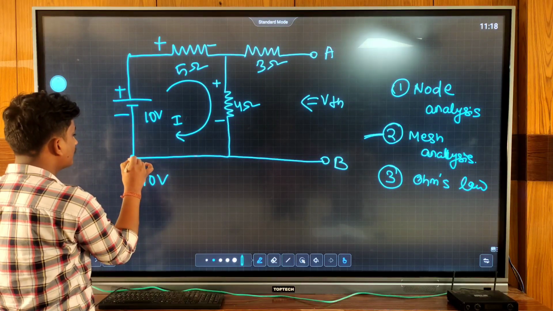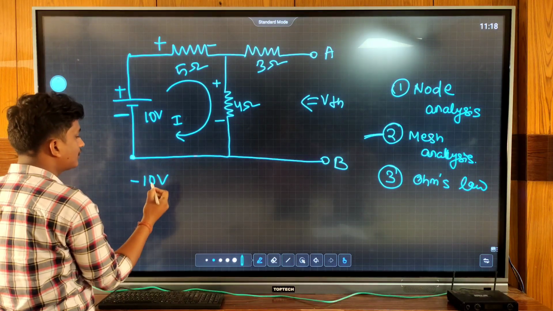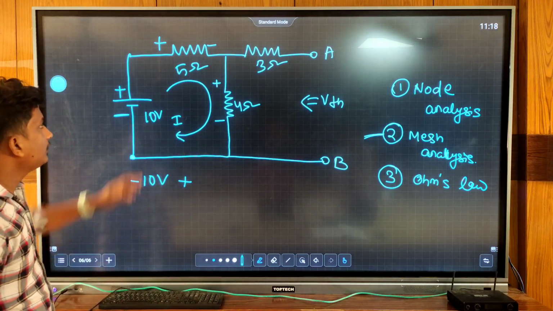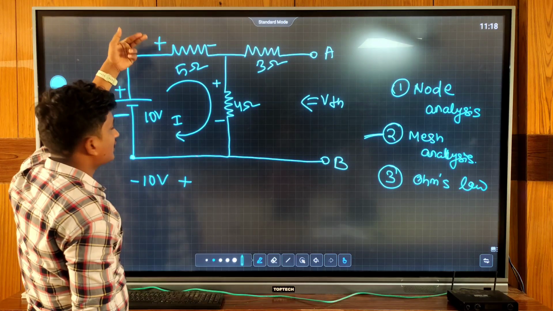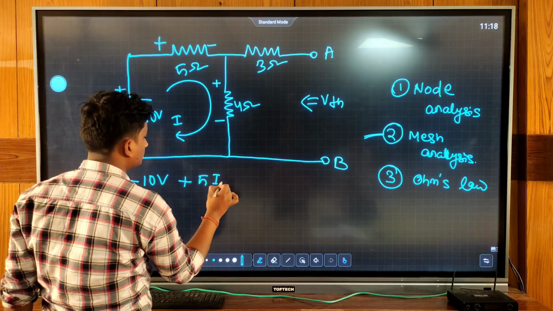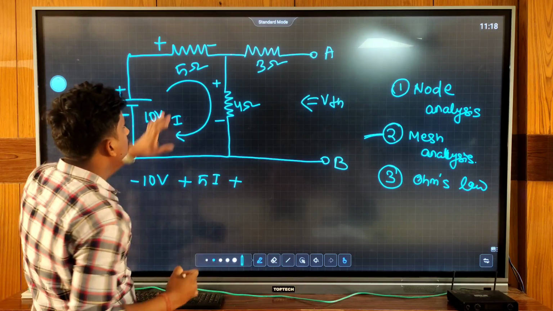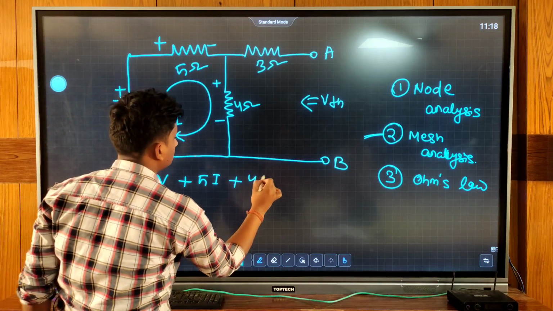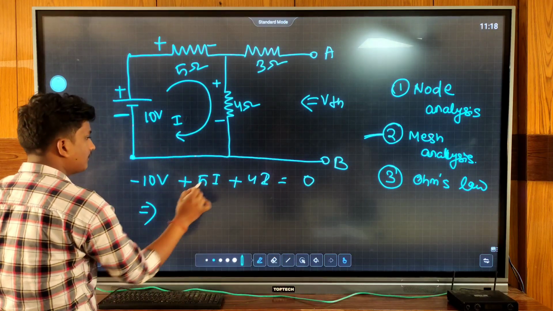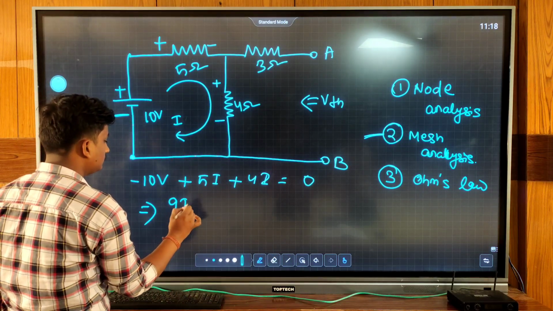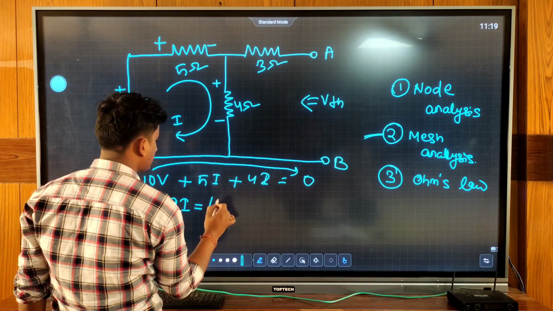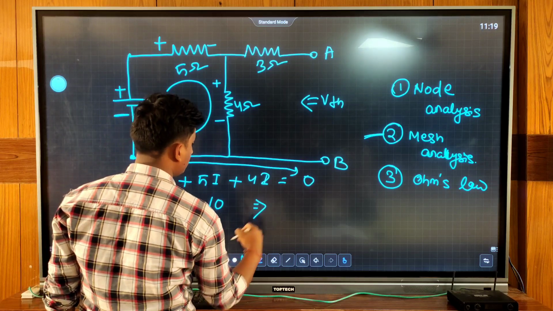If I am going from this point, this is my first polarity, that is minus 10 volt plus. Voltage across this 5 ohm resistor will be, taking first polarity, 5 into I1 or 5I, plus this is my 4I, which is equal to 0. I got a new KVL. So 5I plus 4I equal to 9I. I am taking 10 volt from here to here, that is equal to 10.